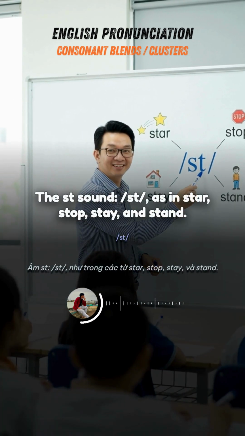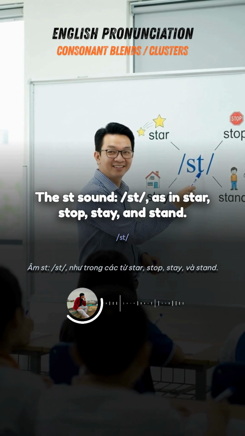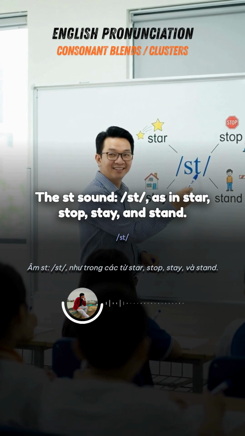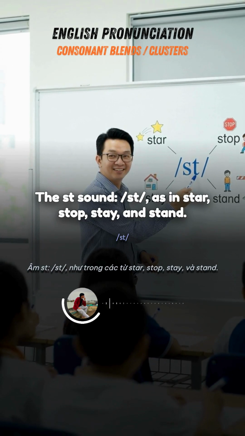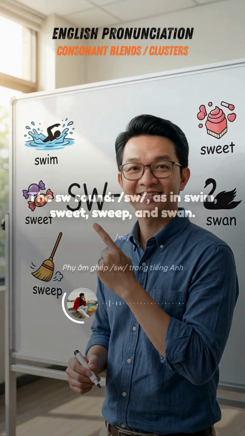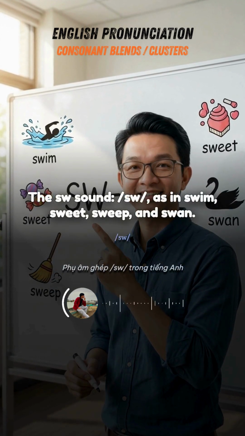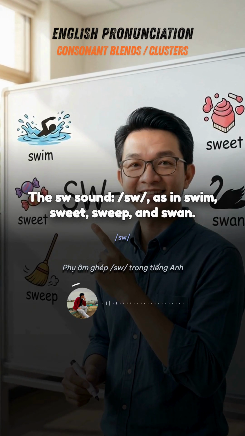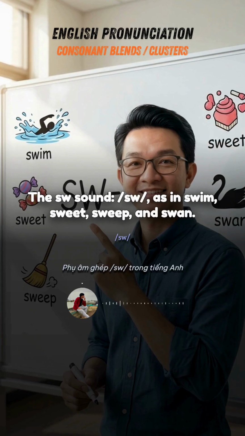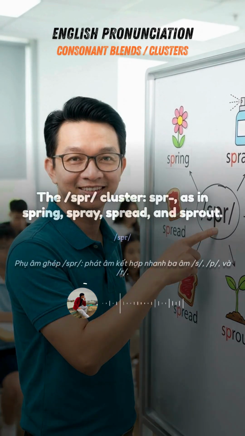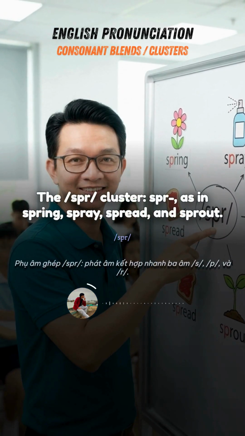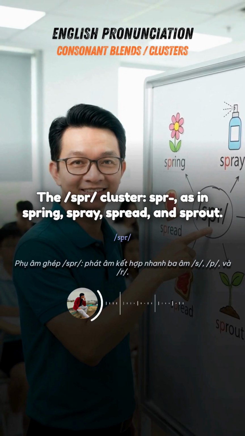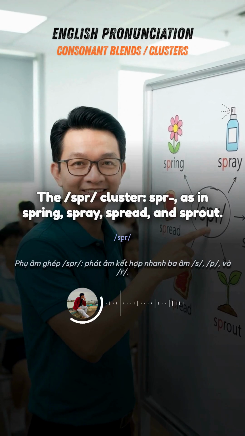The st sound, as in star, stop, stay, and stand. The sw sound, as in swim, sweet, sweep, and swan. The spr cluster, as in spring, spray, spread, and sprout.